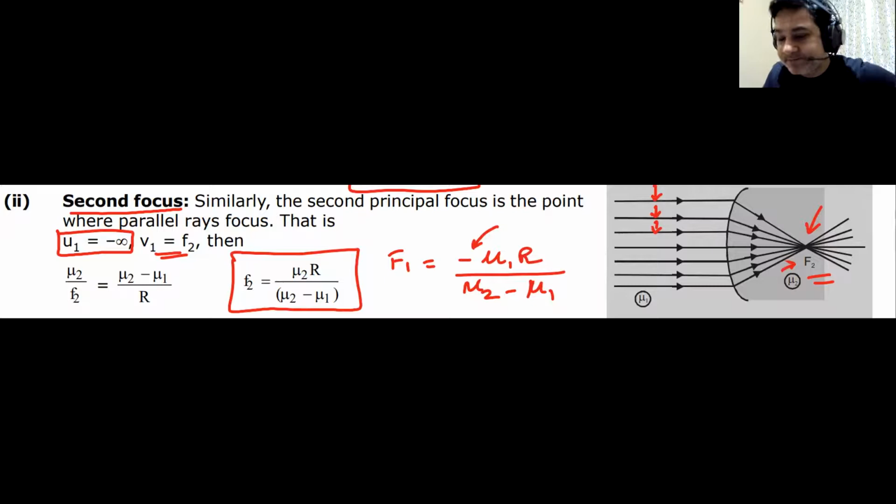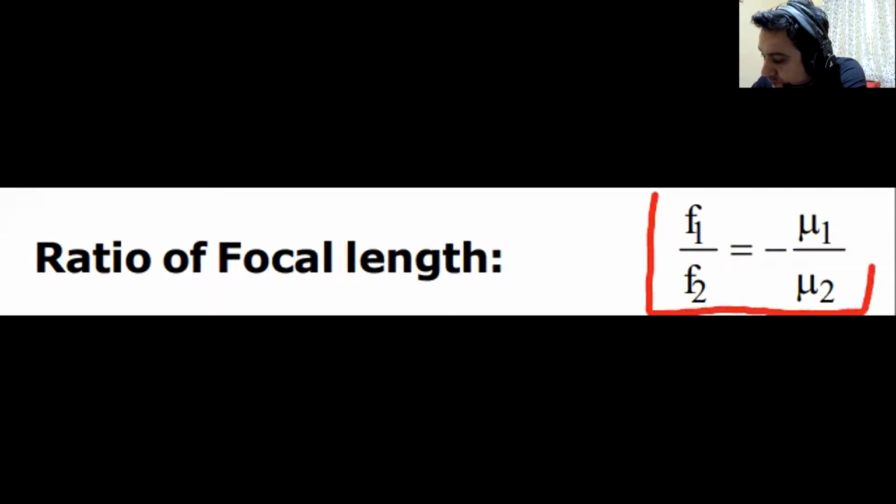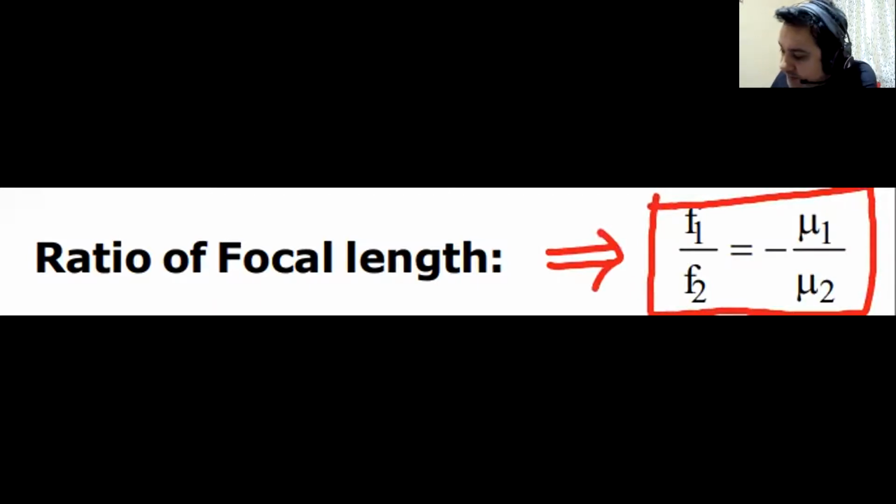A very small thing to remember, the ratio of focal lengths, f1 by f2. We have seen the formula. If you divide f1 by f2, you will have this ratio: minus mu1 by mu2. Do we understand this? Yes, sir. Please note it down. It's a very simple thing to note down. And then we can move on to some question and answer. I'll give you 5 seconds to note this down. Should not take more than 5 seconds.